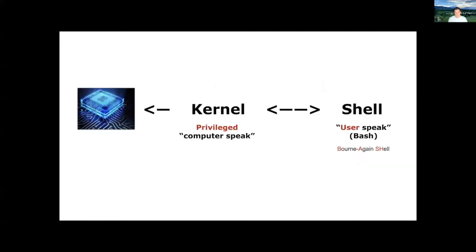And really, the way this works in a simplistic way is that you have your computer chip that has a kernel that can talk to it. And it's sort of, if you will, this privileged-level computer speak. And what we use is the shell, or the user speak. So we speak in a shell to the kernel, which is almost like, if you think of a shell to the computer chip, we're getting really close to talking directly to the computer chip.